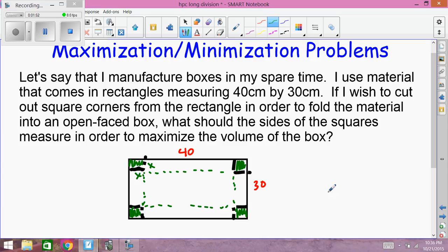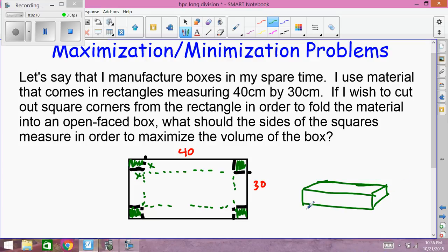Okay, so then I'm going to have like a little box, and so I'll just do a little perspective drawing here. All right, yeah, I'm pretty artistic, don't you think? Okay, so there's my box, there's my open face box.